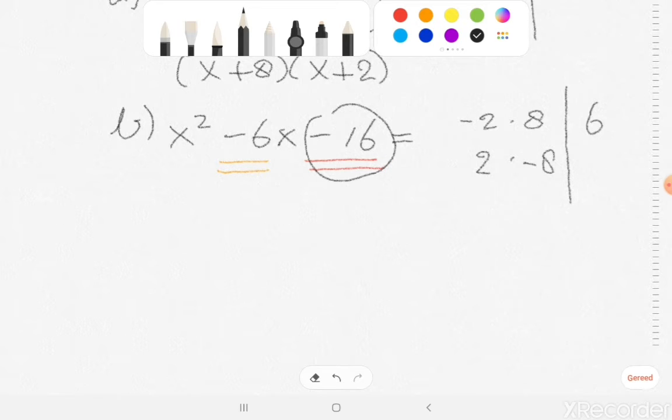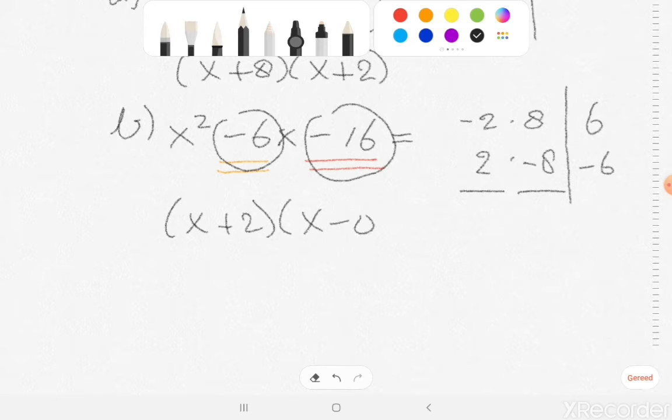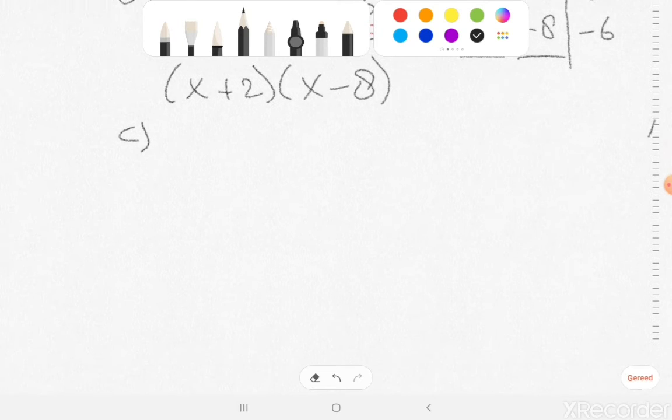If I add those two numbers, you get 2 plus minus 8, and plus minus is minus, so 2 minus 8 is minus 6. And that's what we needed to get. So we have our answers, the 2 and the minus 8. Inside the brackets, x plus 2 and x minus 8. So we can factorize x squared minus 6x minus 16 into x plus 2 and x minus 8. Okay, exercise C.